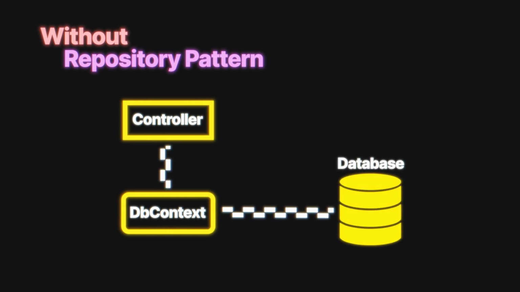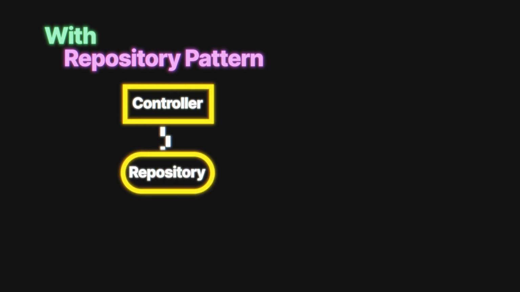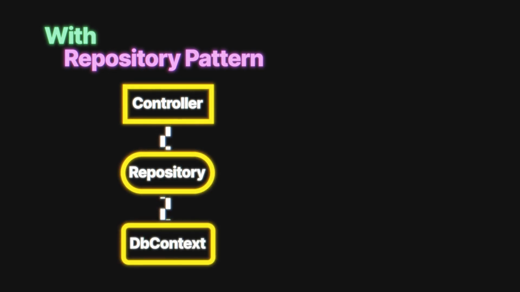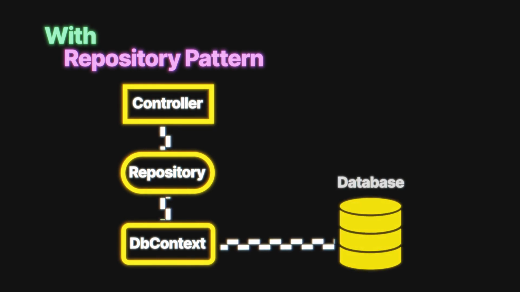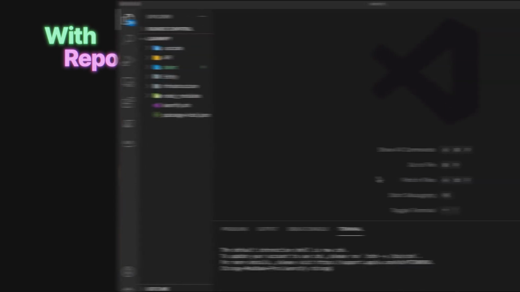If we don't use repository pattern, our request is first received by the controller. Our controller then forwards the request to the DB context, which is our store context, which converts the query into SQL query and interacts with the database. Although there is nothing wrong with it, if you're using multiple controllers, it's always good to use repository pattern. With repository pattern, the controller forwards the request to the repository. Repository then forwards the request to the DB context, which finally interacts with the database. It's now time to implement it.